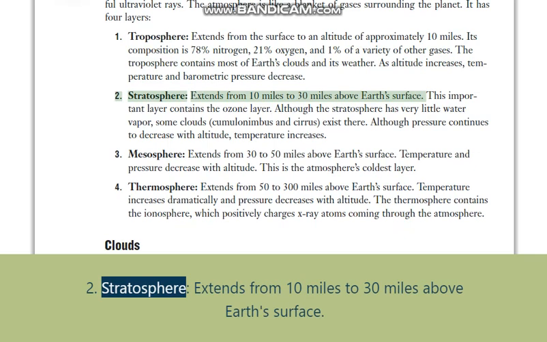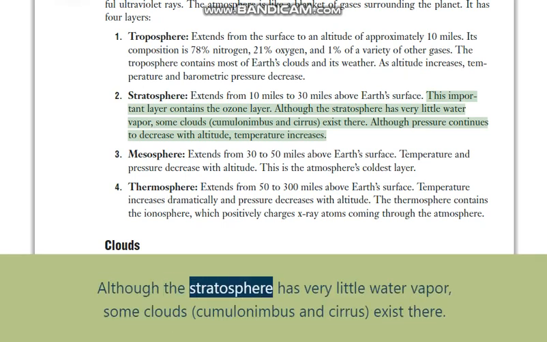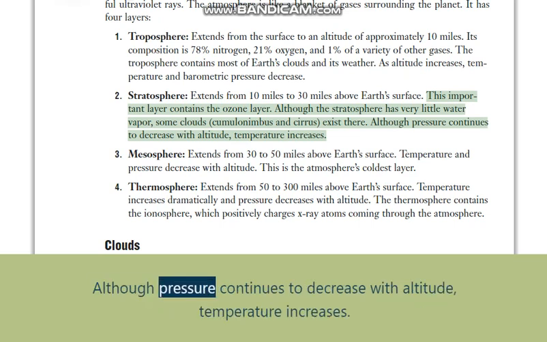2. Stratosphere extends from 10 miles to 30 miles above Earth's surface. This important layer contains the ozone layer. Although the stratosphere has very little water vapor, some clouds, cumulonimbus and cirrus, exist there. Although pressure continues to decrease with altitude, temperature increases.